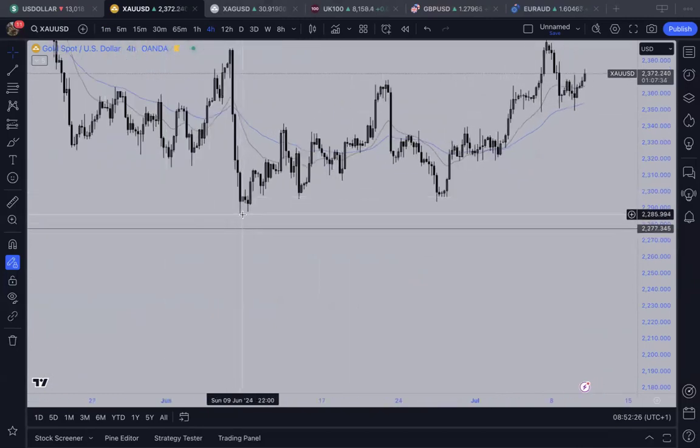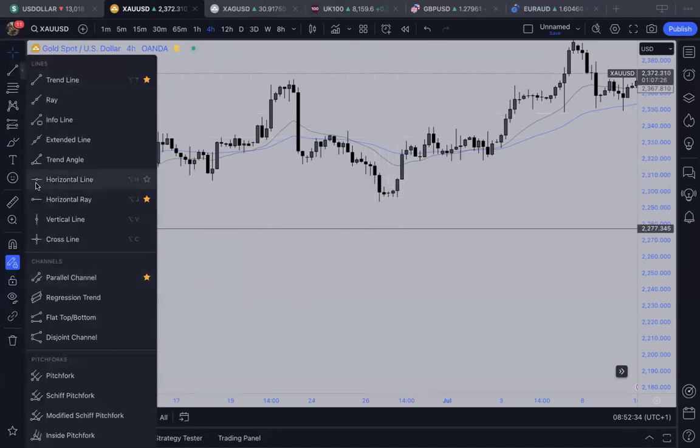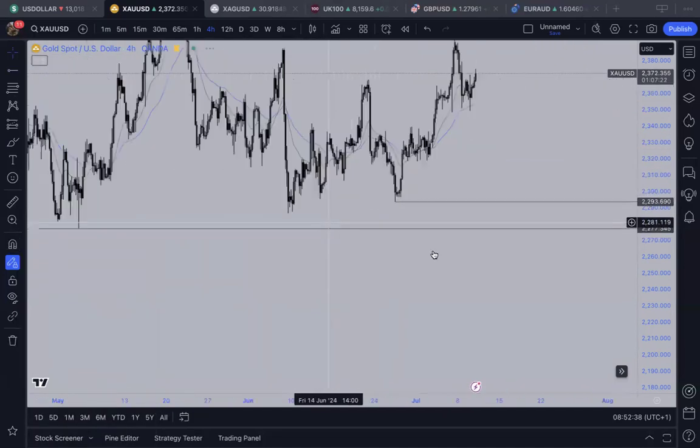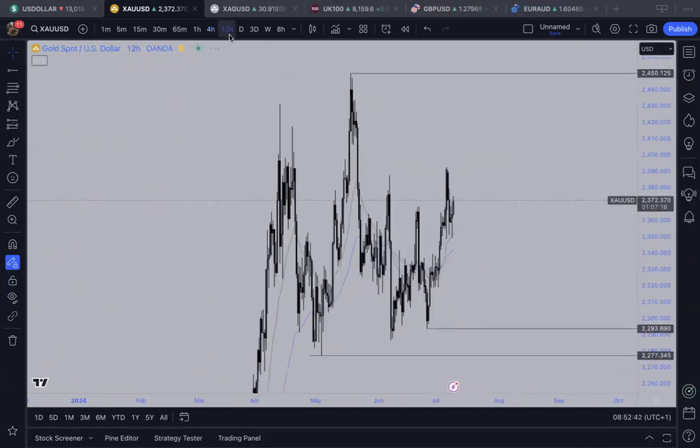We had an Asian low somewhere in here, like 2 a.m., which wasn't raided. And in here we have an Asian low again as well, which wasn't raided. So I was really looking for that, but again, we didn't get that. That's fine. That is just an indication for me that price could potentially come down here at some point.